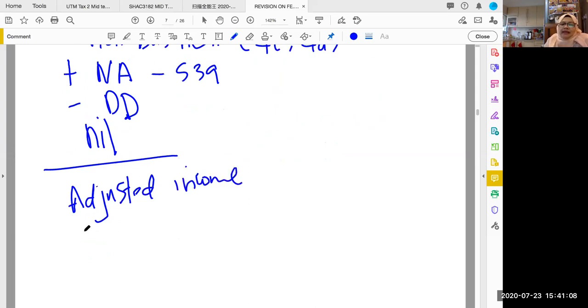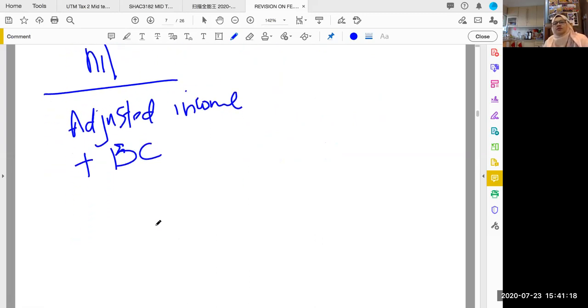Okay, adjusted income, and then from your adjusted income you plus your balancing charge. Balancing charge, remember that sometimes it's given in the question. All right, but other times, whenever there's a disposal of fixed asset, most of the time you have to compute your balancing charge or balancing allowance. So how to compute, you have to show the workings of your balancing charge, normally on a separate paper, in order for you to compute whether the disposal of asset gives a balancing charge or balancing allowance. If a balancing charge, then the amount will be added after your adjusted income.